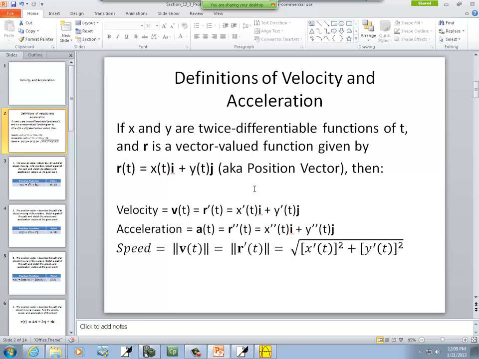by r of t equals x of t i plus y of t j, aka the position vector, then your velocity, v of t, is equal to r prime, your acceleration, a of t, is equal to r double prime, and your speed is equal to the magnitude of v, or the magnitude of r prime.